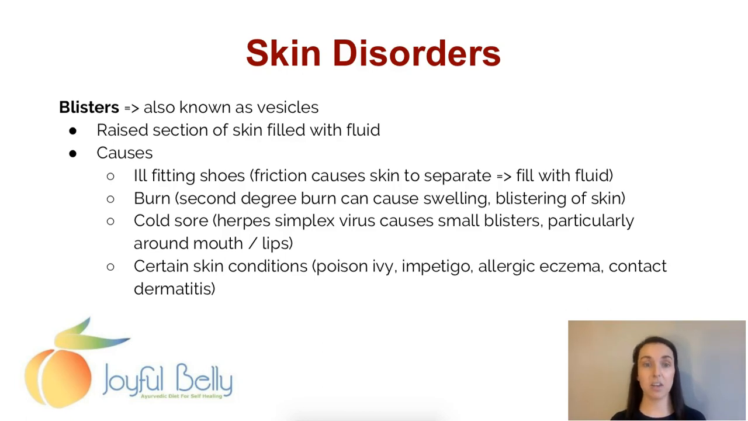Some viruses can cause blisters to develop on the skin, including the herpes simplex virus. This is involved with small blisters in clusters, particularly around the mouth and lips. Other skin conditions such as impetigo, allergic eczema, and contact dermatitis may all involve blister formation too, as well as contact with an allergen such as poison ivy.